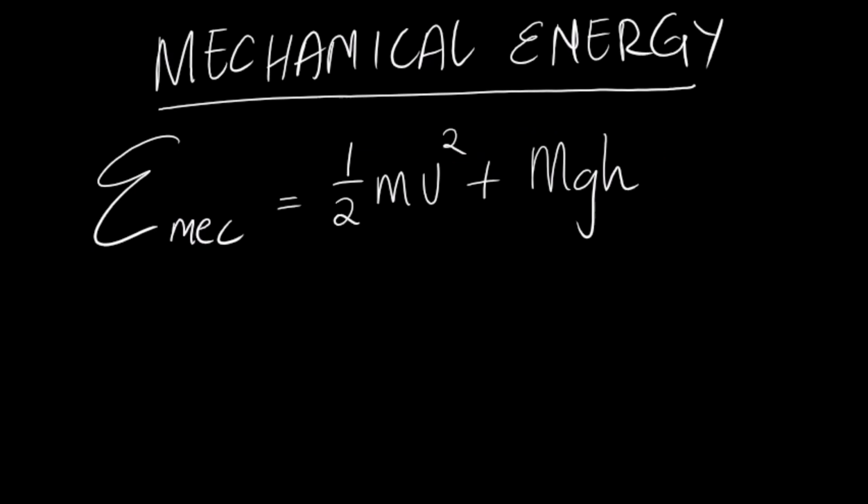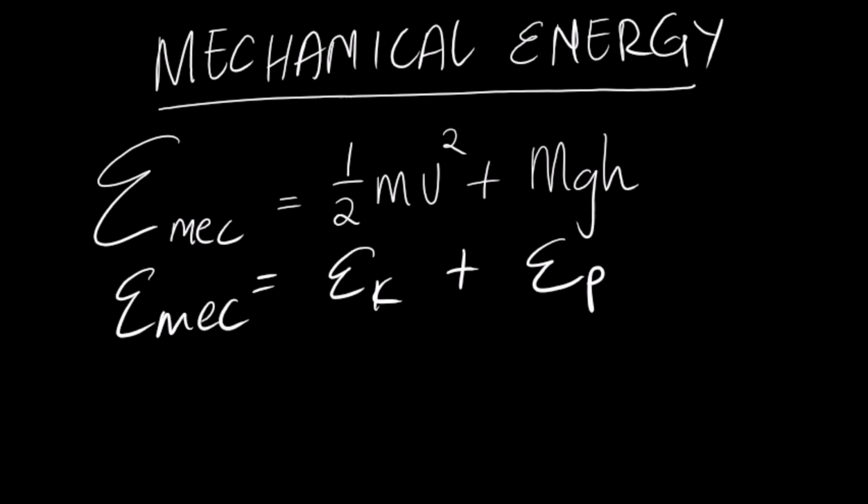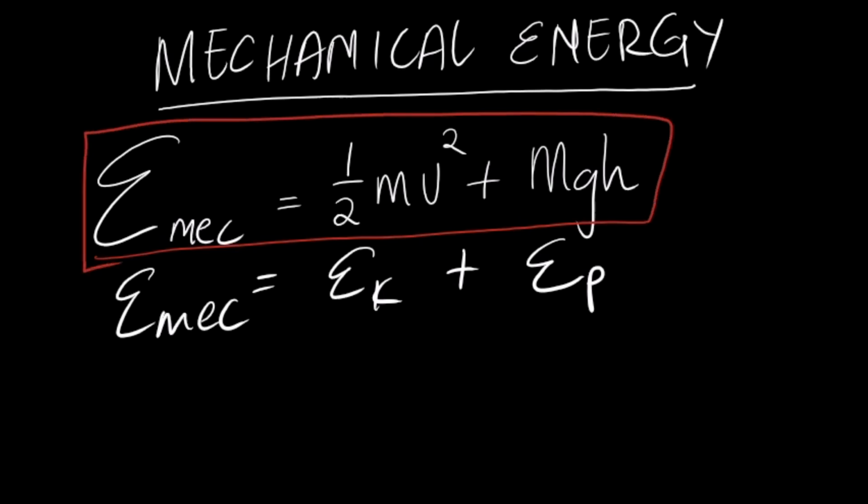We have another energy, which is mechanical energy. Now this is the equation. Emech stands for mechanical energy. It's equal to half m v squared plus mgh. The sum of the potential energy, which is EP, and EK is equal to Emech. Also write this equation down. Very important.